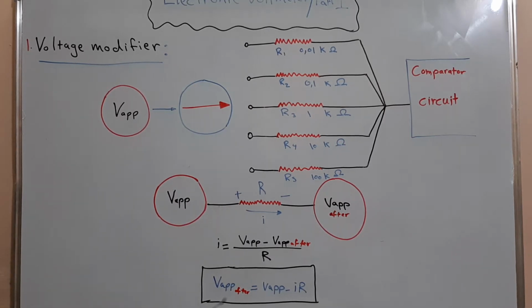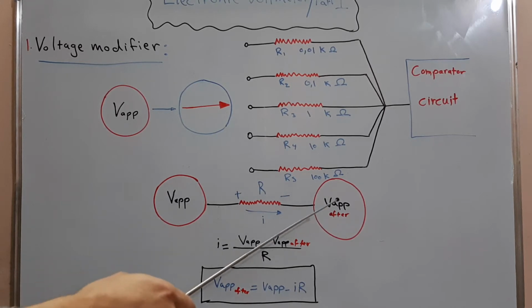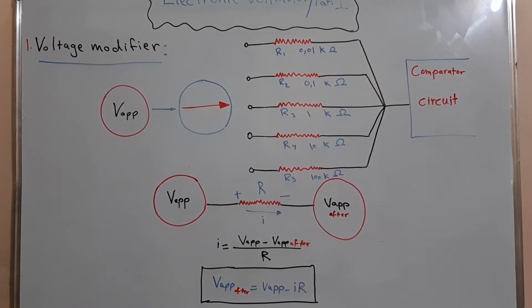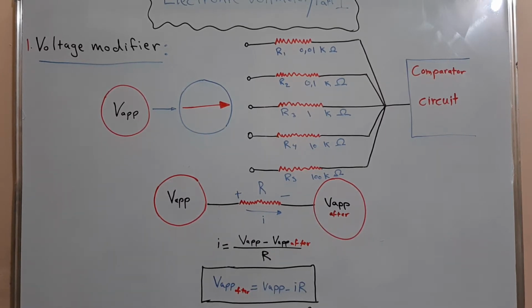Then the value of the current in that branch is equal to the potential difference between these 2 points divided by the value of the resistor. So after simplification we will get V after modification is equal to V minus the current multiplied by the value of the resistor.